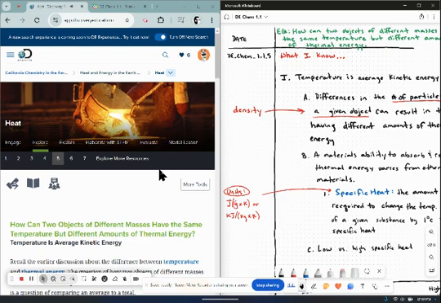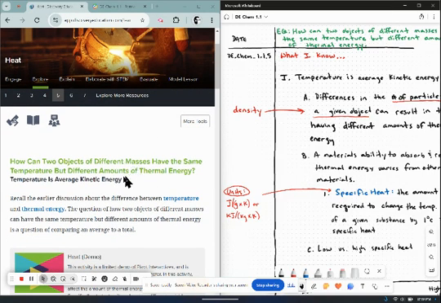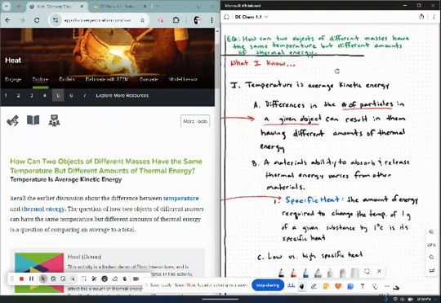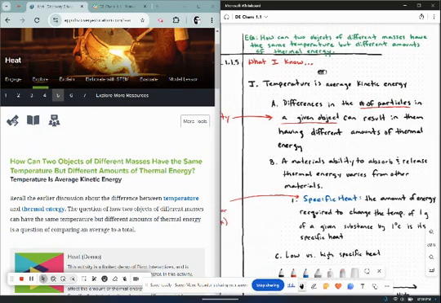Okay, chemistry 1.1.5, Explorer 5. How can two objects of different masses have the same temperature but different amounts of thermal energy? Okay, what do you know? Pause the video, write down a few ideas about what you know.